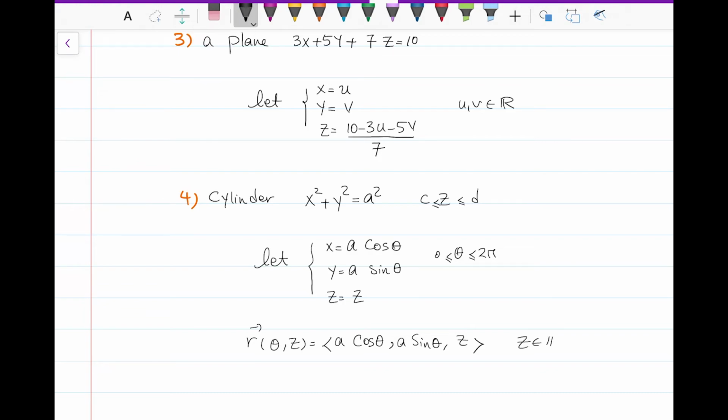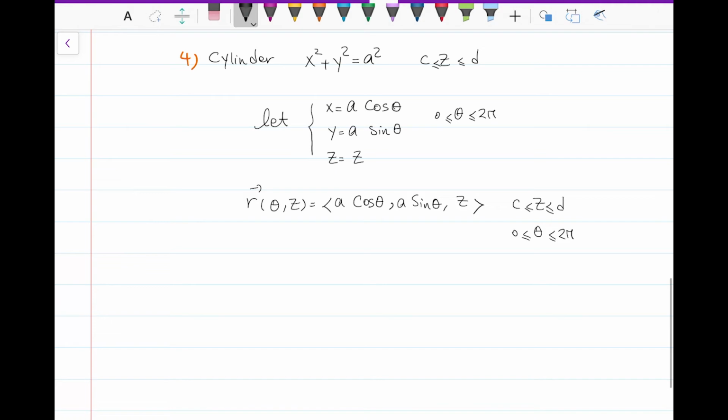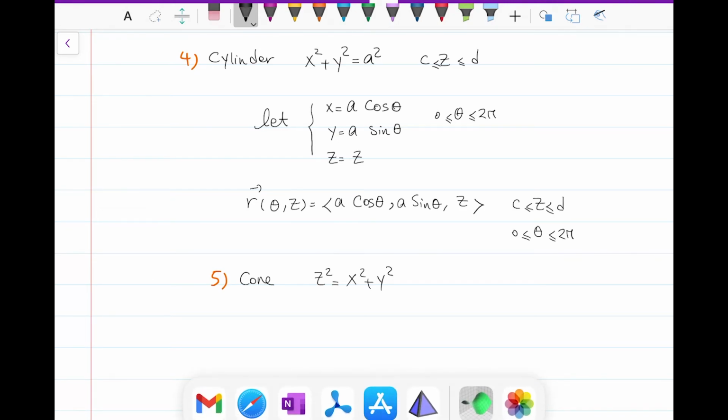z is in the cylinder that I have here between c and d, and theta is between 0 and 2 pi. Very good. That was the cylinder. Now, let's look at the last one, a cone. The equation of the cone is this: z squared equals x squared plus y squared. Okay, let me show it to you, the graph of a cone.